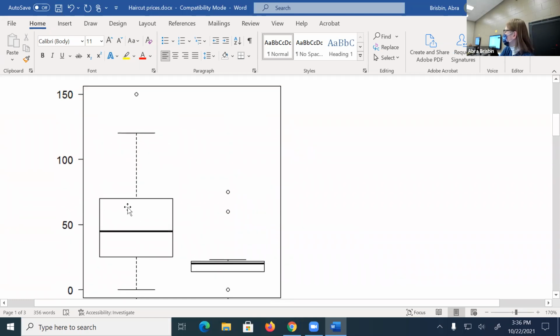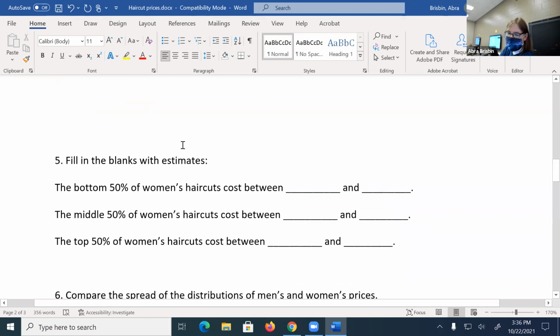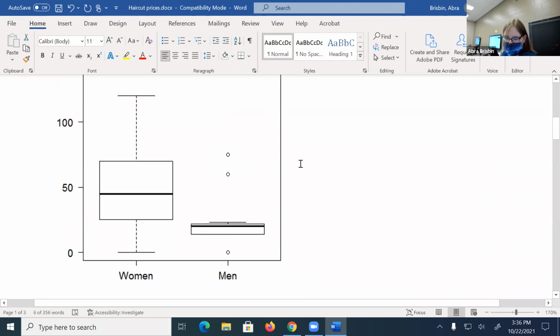So when that happens, it's pretty common to have a case where most people pay some low amount close to 0, but there are a few people who are willing to pay very high prices for their haircuts. All right, so let's estimate, what would you say for the middle 50% of women's haircuts, looking at this graph?